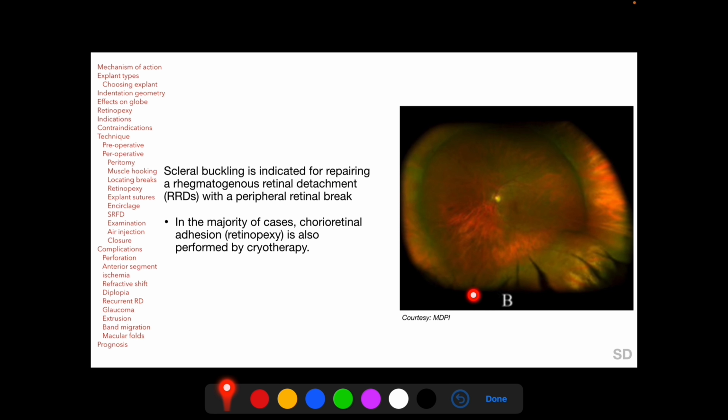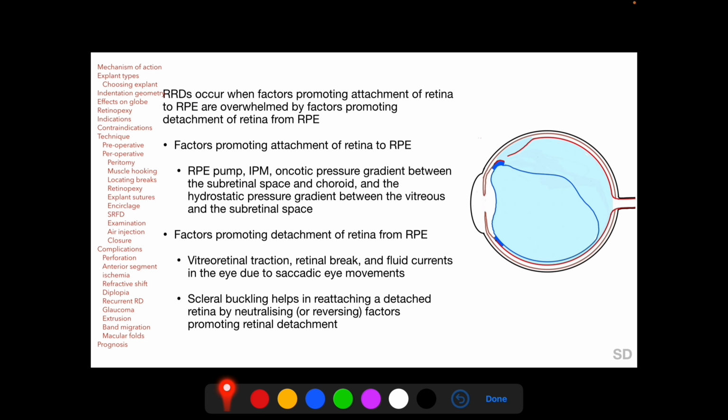This is the fundus photograph of a patient who has undergone scleral buckling, and we see here the indentation made by the scleral buckle in the retinal periphery. As we have discussed in the session on rhegmatogenous retinal detachment, rhegmatogenous retinal detachments occur when factors promoting detachment of retina from retinal pigment epithelium overwhelm the factors promoting attachment of retina to retinal pigment epithelium, and scleral buckling helps in reattaching a detached retina by neutralizing or reversing factors which promote retinal detachment, such as by relieving vitreoretinal traction, closing a retinal break, and reducing fluid currents through the retinal break which occur due to saccadic eye movements.